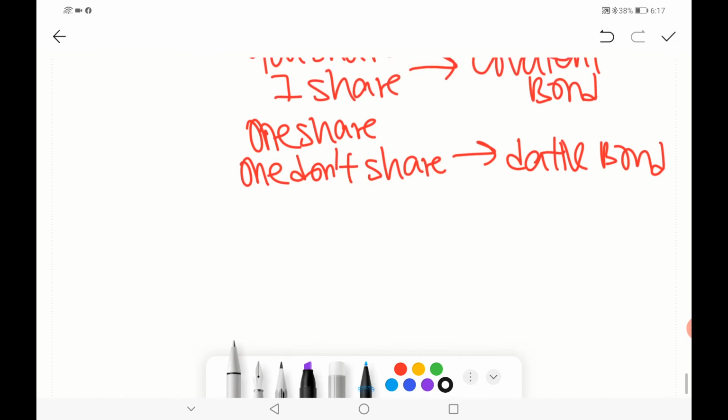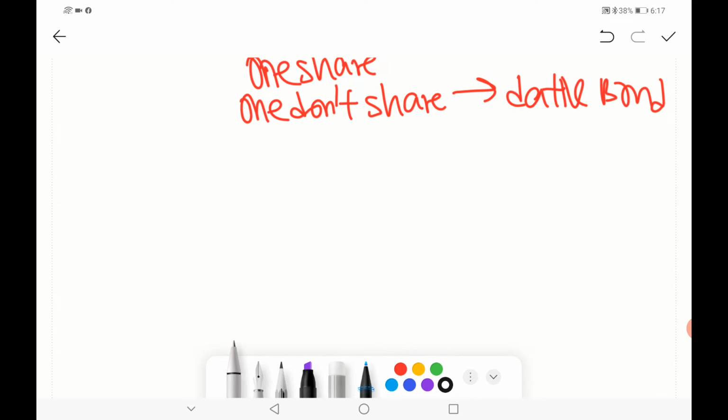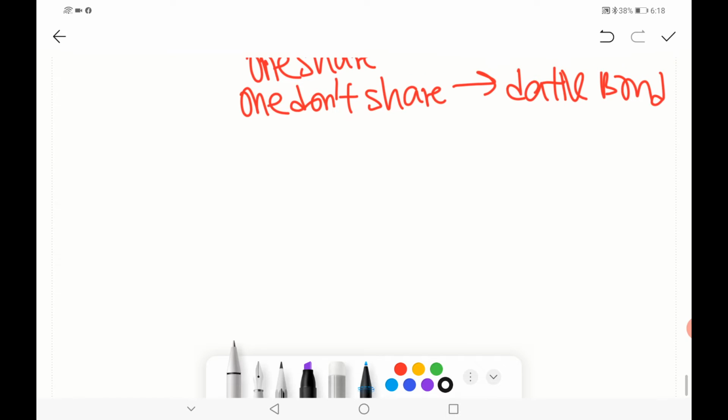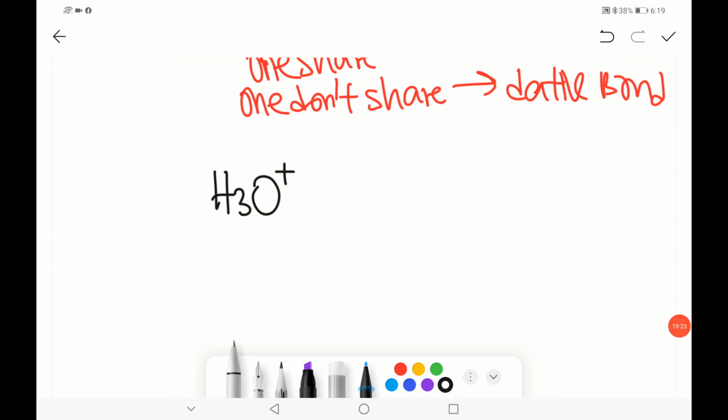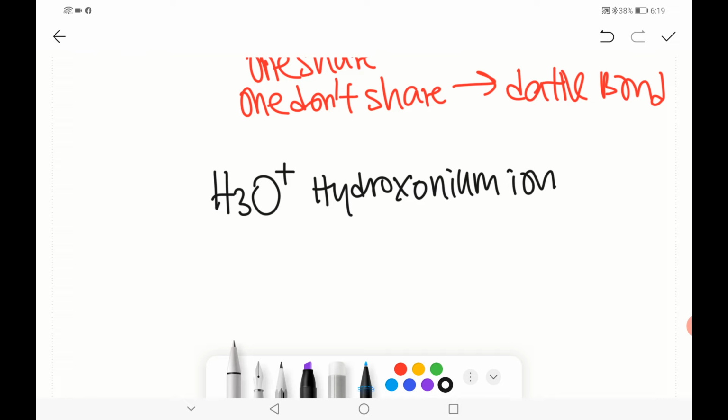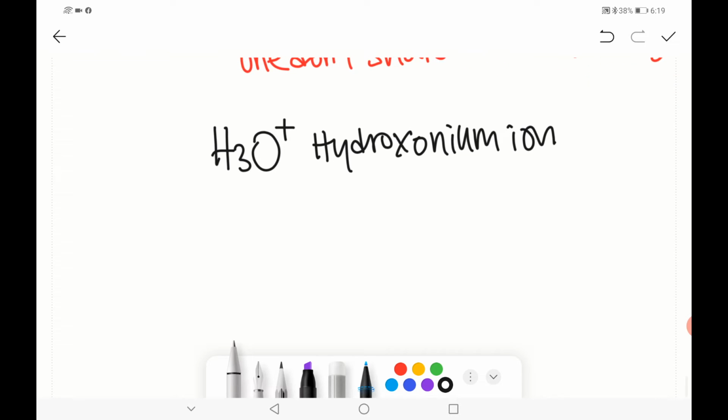One more example we will run through is H3O plus. The H3O plus is called the hydroxonium ion. You don't need to memorize the name. The hydroxonium ion is actually made of H2O, a water, coupled with H plus. So it's made of water and H plus.